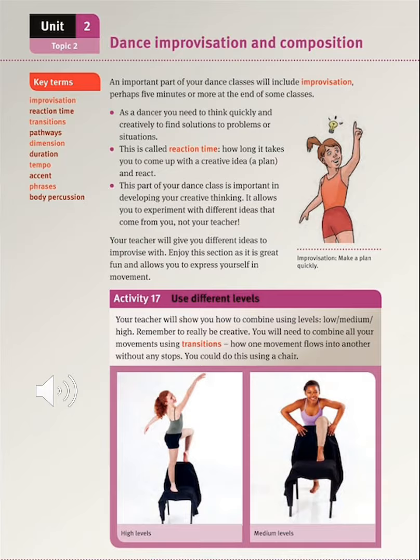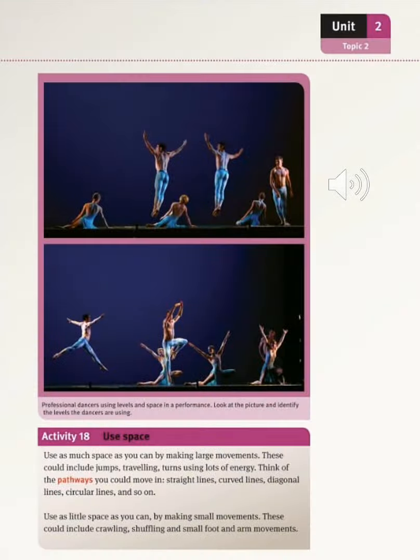All right, so let's go on to our next page. If we look at our next image, you will see that it's professional dancers using levels and space in a performance. Look at the picture and identify the levels the dancers are using. So if you look at this image, you will see that there's a combination of levels being used. There's some dancers that are using high levels, some dancers that are using lower levels, and some dancers are using medium levels. So it's a combination of different levels.